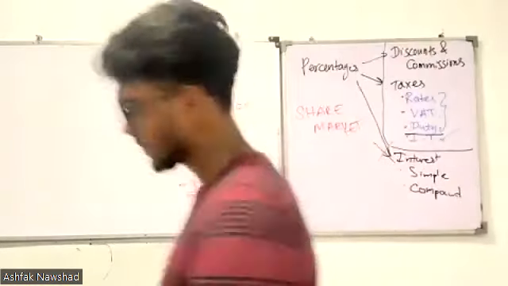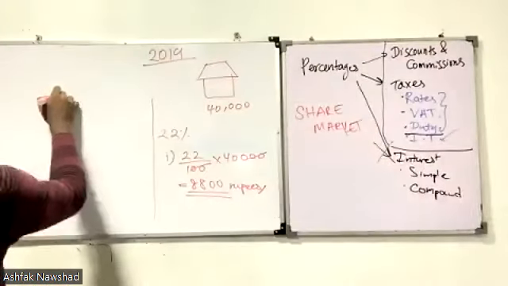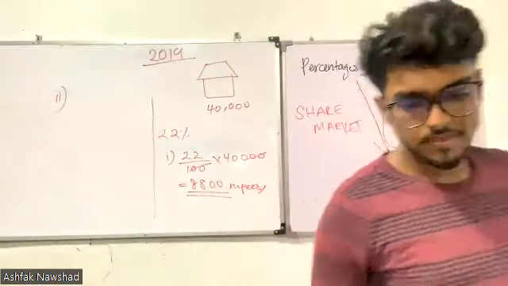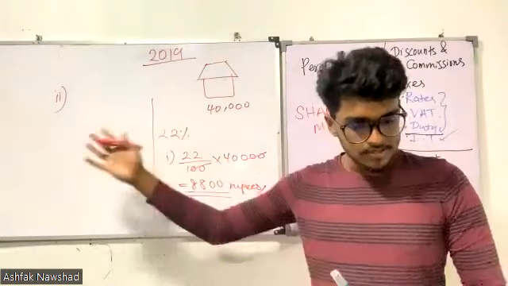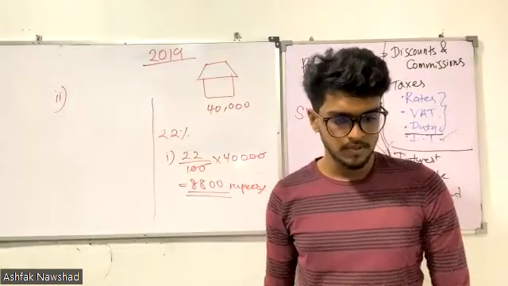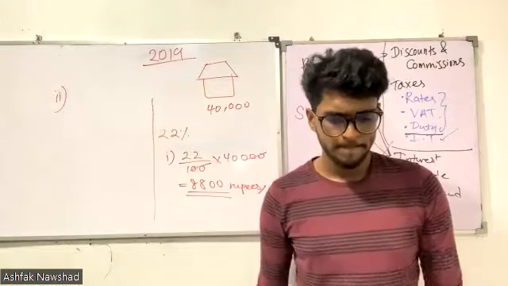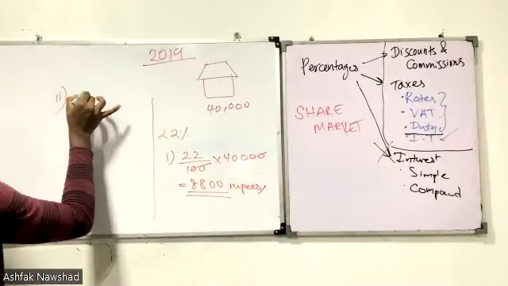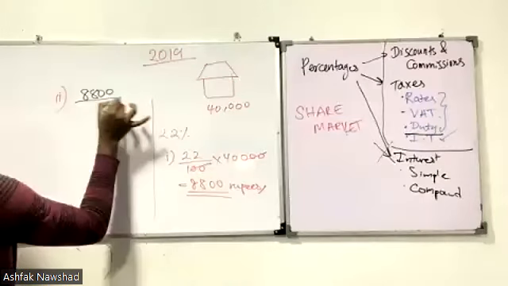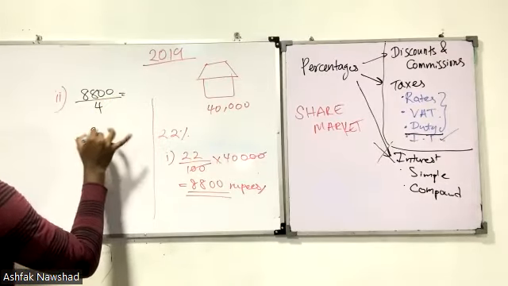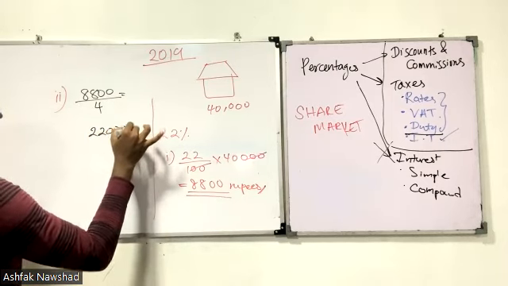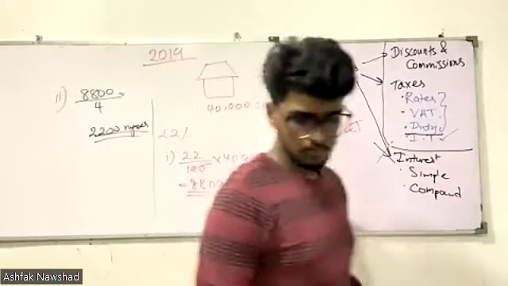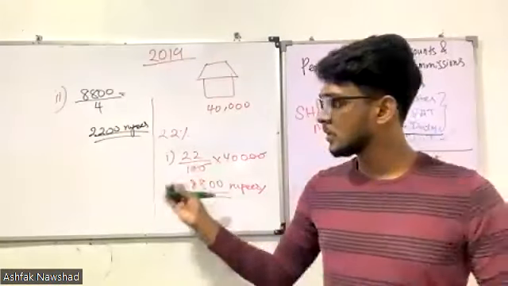And the second one, they're asking, find the quarterly value. I told you what to do. If they give the annual value and they ask the quarterly value, what should we do? We'll simply divide it by 4. Yes. So here's the annual value. We'll just have to divide it by 4. And the answer will be 2200 rupees. So keep the answers in rupees. Are these two clear?